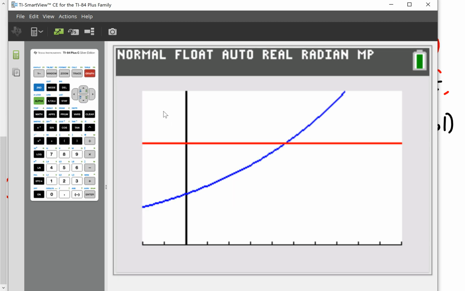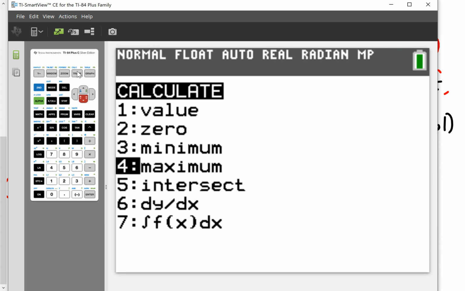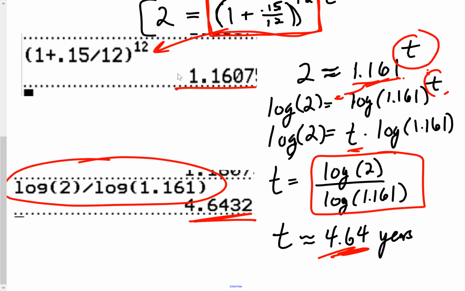All right, so we can see here's the exponential growth compounding monthly. Here's the flat line, 200,000. Second, trace, number 5, intersect, enter, enter, enter, and we get 4.649. A slight difference in answers because this would round to 4.65. That's because of when I had to round the 1.161, slightly rounded.